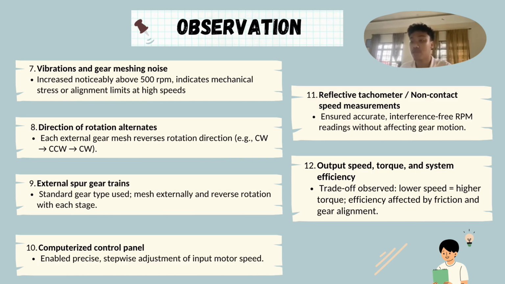So 9 is external spur gear trains. So standard gear type use, which is mesh externally and reverse rotation with each stage. So 10 is a computerized control panel. So enable precise stepwise adjustment of input motor speed. So 11 is reflective tachometer or non-contact speed measurement. So ensure accurate interference-free RPM readings without affecting gear motion. So last but not least is output speed, torque and system efficiency. Trade-off observed: lower speed is equal to higher torque. So efficiency affected by friction and gear alignment.